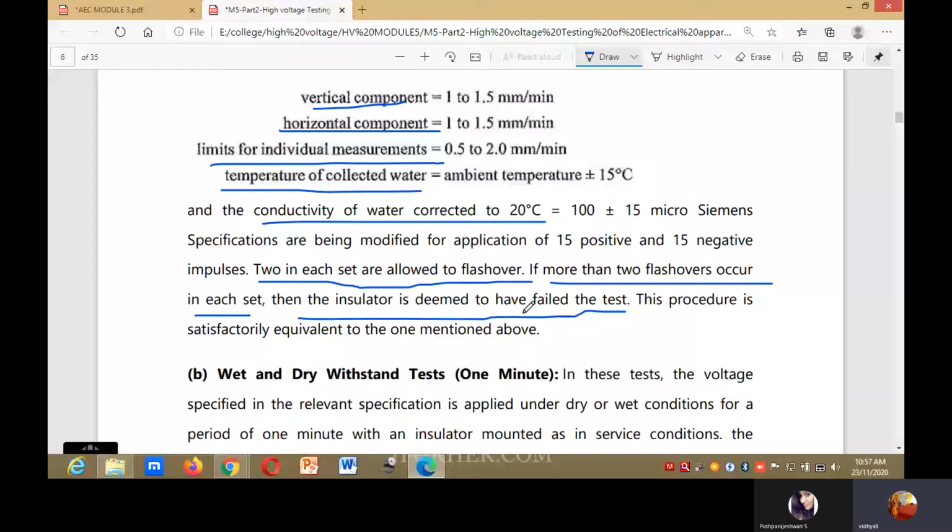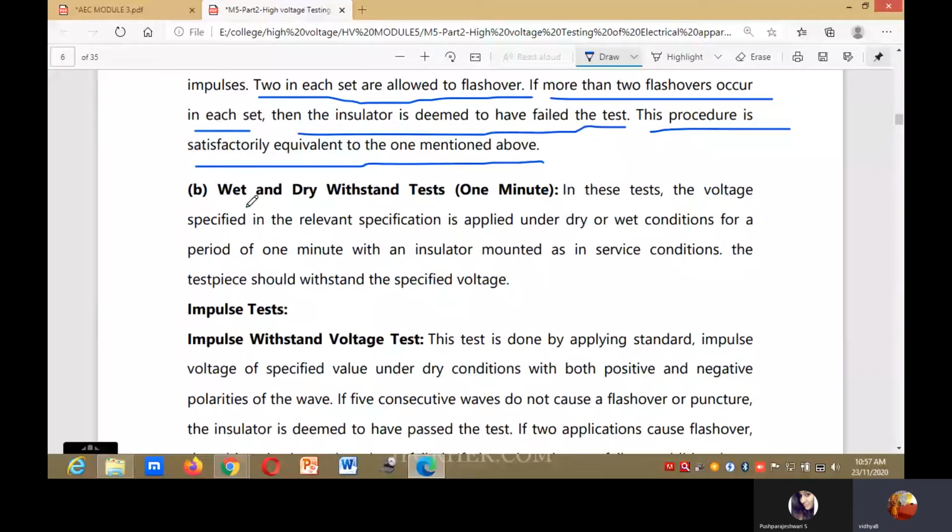Okay, it will have failed the test. This procedure is satisfactorily equivalent to the one mentioned. Next is the wet and dry withstand test, 1 minute.